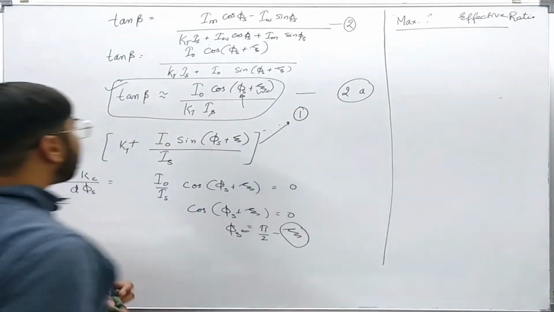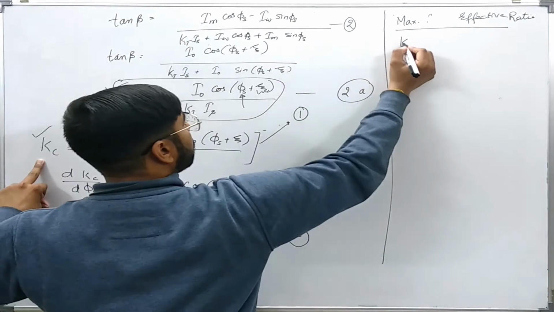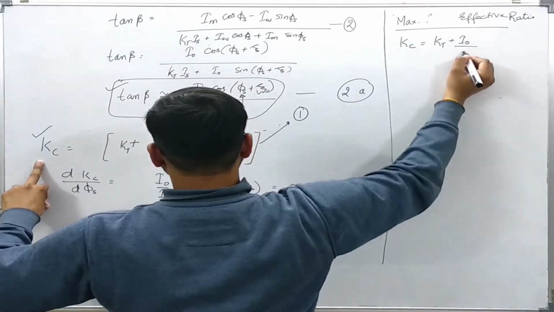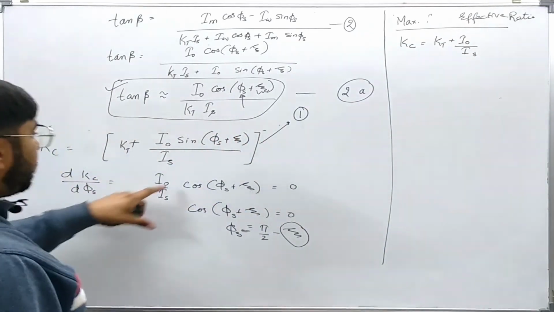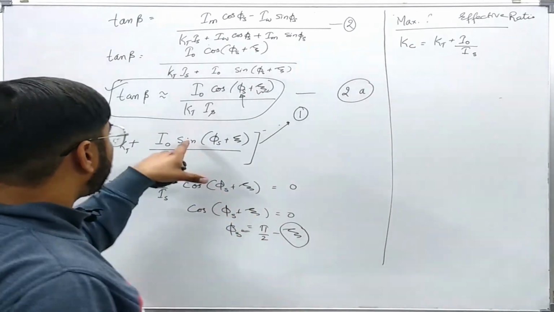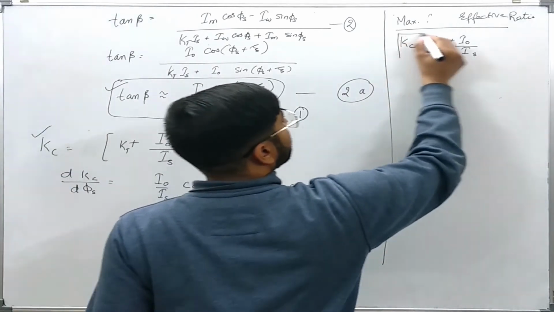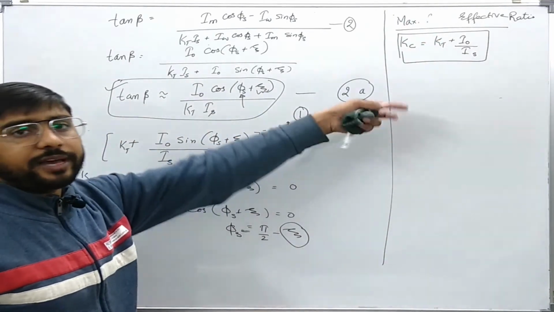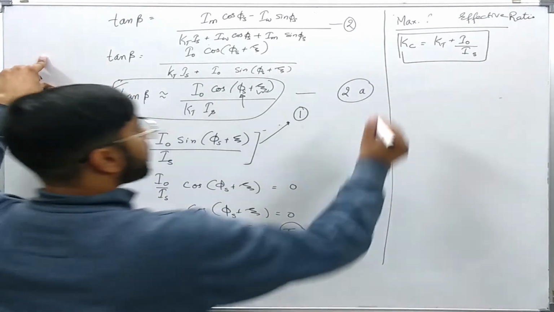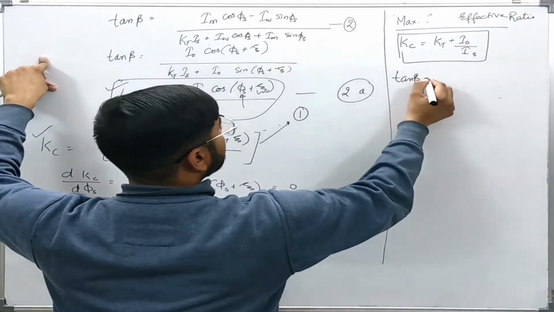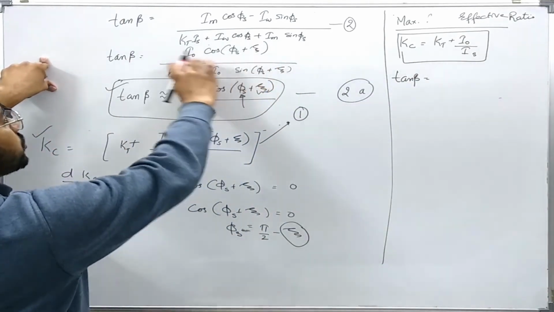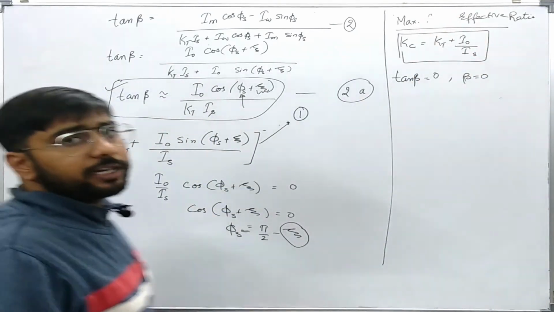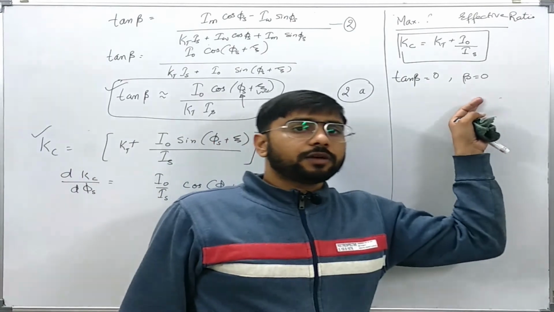At that time K_c will be equal to K_t plus I_0 over I_s, since phi_s plus zeta is equal to pi by 2. So this is the maximum value. Now at this point, what will be the phase angle? Tangent beta will be equal to 0, since cos(phi_s plus zeta) is equal to 0, so beta will be equal to 0. So at maximum effective ratio I will have phase angle error equal to 0.